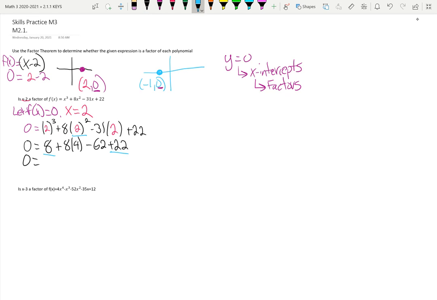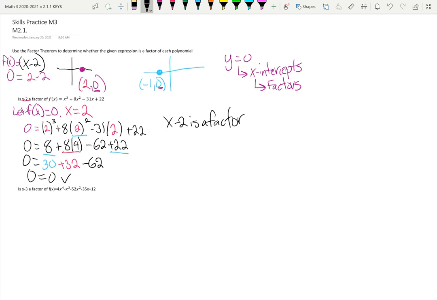I'm going to combine 8 and 22 together to get 30. 8 plus 4 is going to be a 32, and minus 62. I notice that 32 plus 30 is 62, so it's going to be 0 equals 0. So what gives? Well, x minus 2 is a factor. This is remainder theorem. When the output is 0, you should be able to substitute in the x value and get that 0. Otherwise, it's not a true factor.